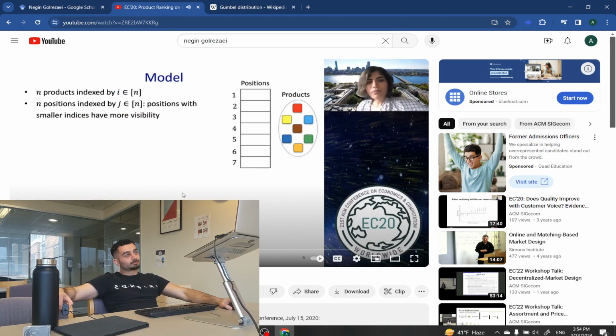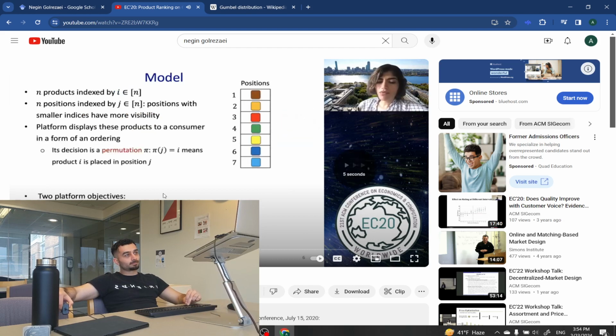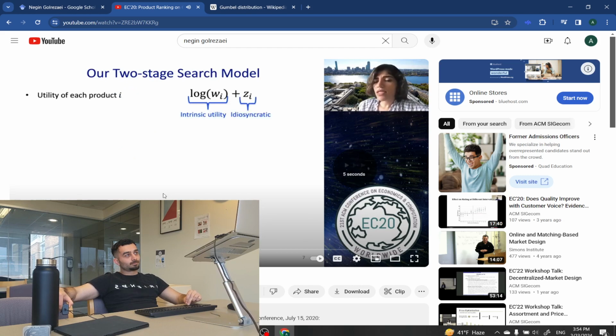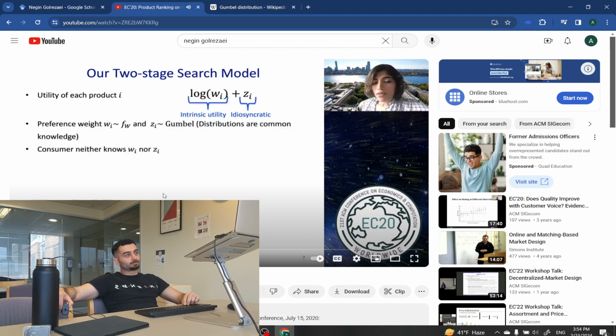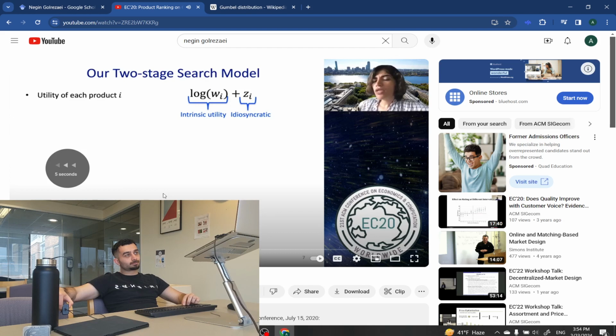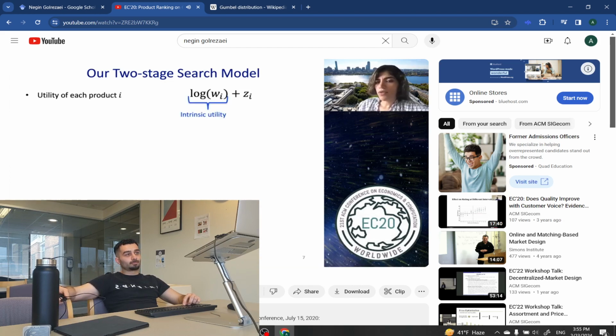Okay. So here's our model. It is different from the Gumbel distribution, but what is important is that it captures the idiosyncratic taste of different consumers. The second term is the idiosyncratic part of the utility that is different across consumers, and the first term, the log of WI, which we refer to as the preference weight of product I, is called intrinsic utility. This is the part of utility which is the same across all consumers.